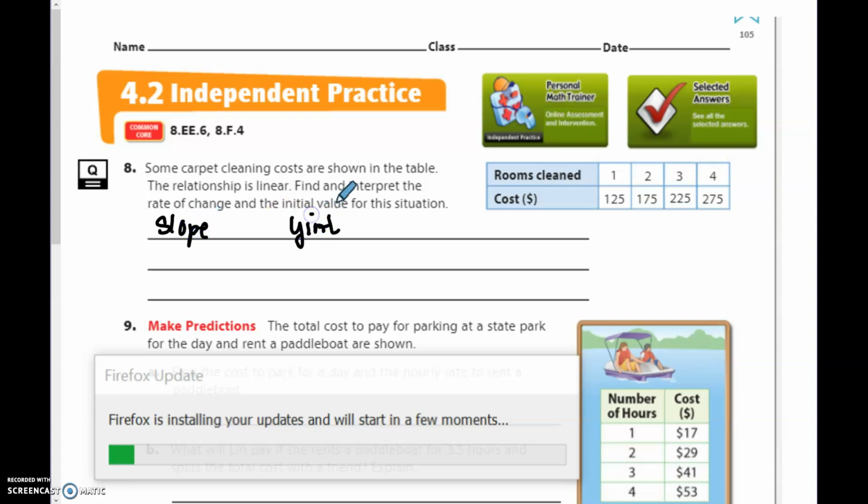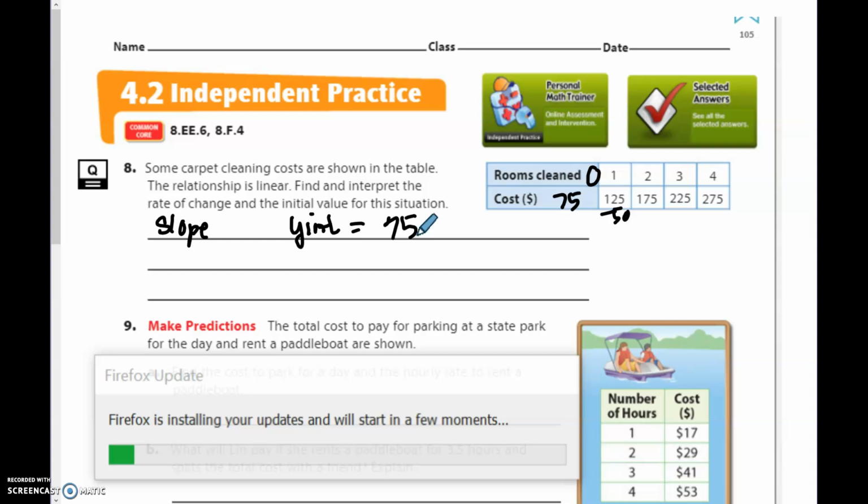So let's see here what they have. For that y-intercept, remember I like for that value to be here at 0. So 4, 3, 2, 1, I can very easily get to 0. So 125 to 175, they are adding 50 every time. So if I subtract 50 from here, I'm going to get 75. So it looks like my y-intercept is going to be at 75.